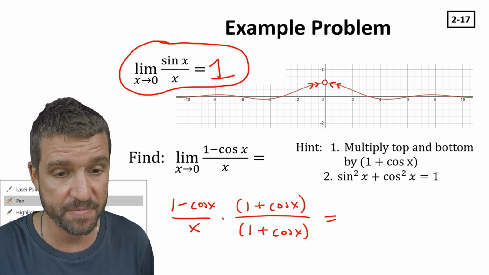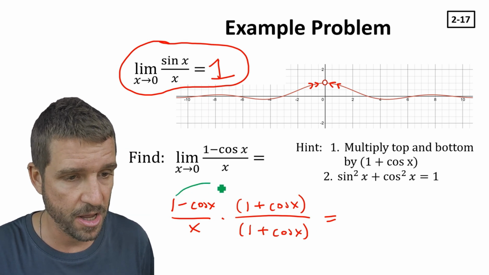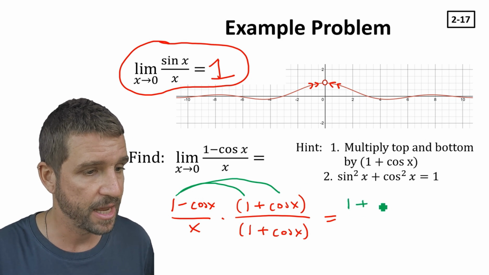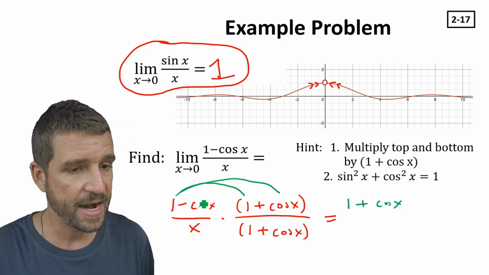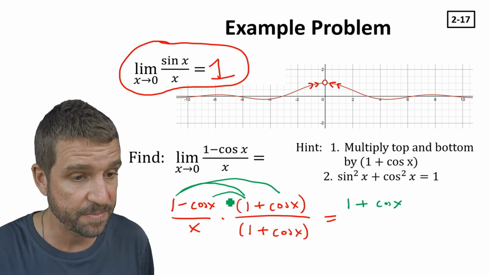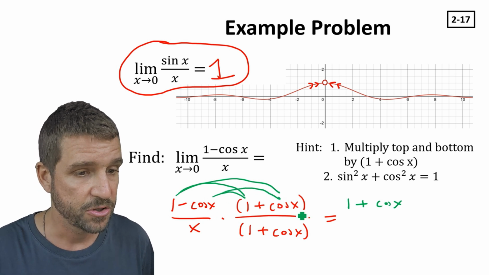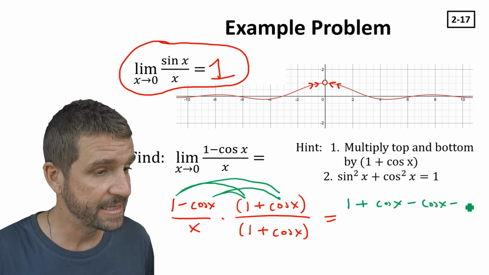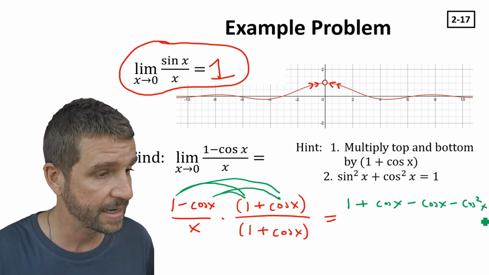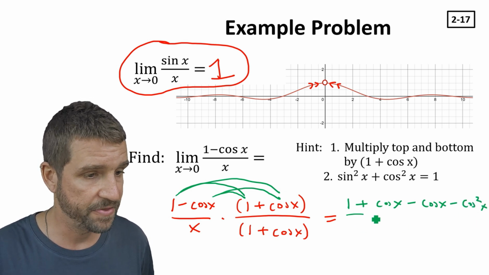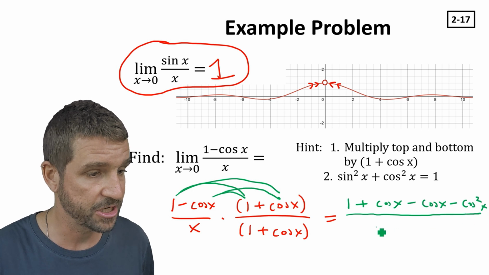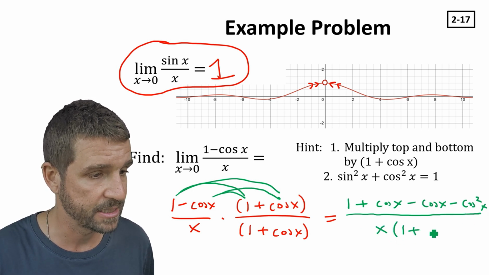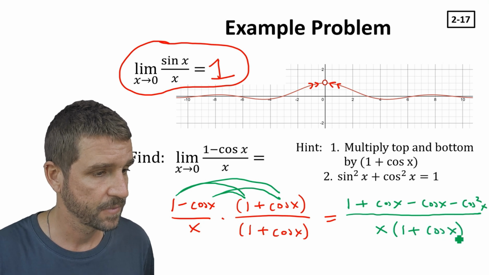Remember, I need to distribute. So I'm going to multiply the 1 by 1 and by cosine x. So I'm going to get 1 plus cosine x. And then I need to multiply the negative cosine x by 1 and cosine x. So I'm going to get minus cosine x minus cosine squared x. All right. And all of this, I'm just going to leave it like this. You'll see why in a second. x times 1 plus cosine x.